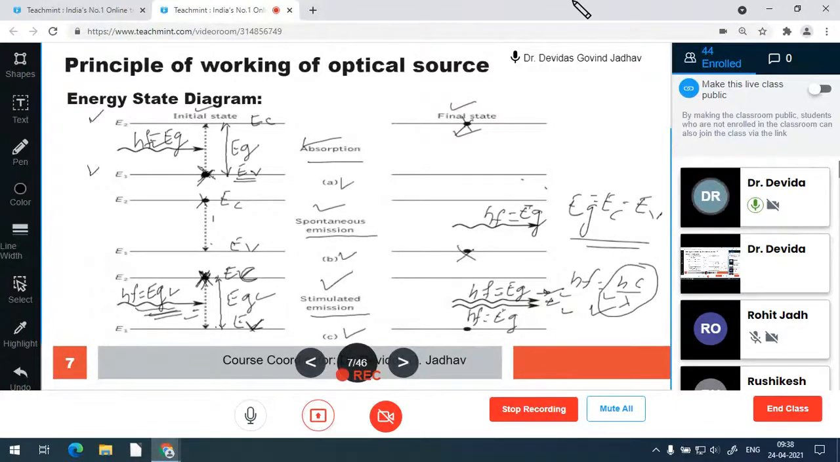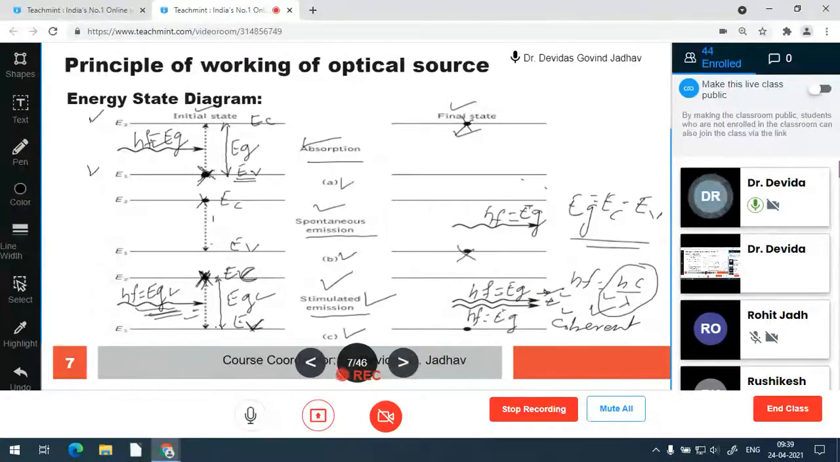They have the same phase relationship. Therefore, they are coherent. So, monochromatic as well as coherent. Stimulated emission emits monochromatic as well as coherent light. So it is observed in laser. Stimulated emission is observed in laser.